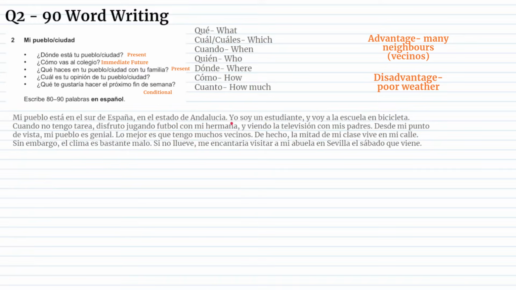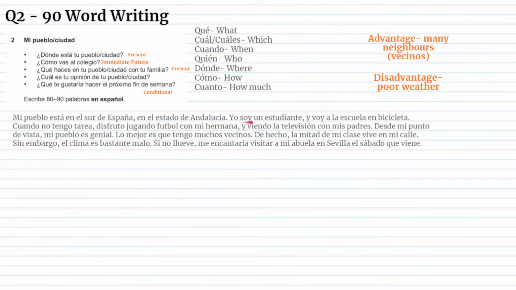Now the reason I've put yo soy un estudiante and not directly written yo voy is because we wanna have some flow. Like, we want to make sure that this sounds really natural. And if I just immediately transition from where I am to how I go to school, it doesn't really make sense. So we're going to present to the examiner that we understand the context, but we also understand how to present ourselves in a way where we're not just answering the bullets directly, but we're also not going off topic.